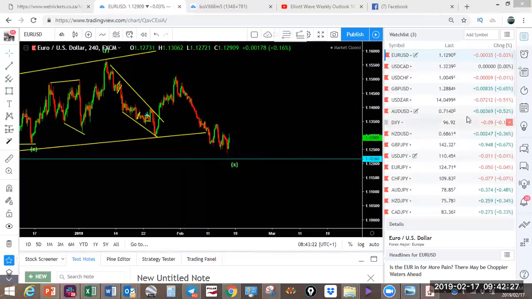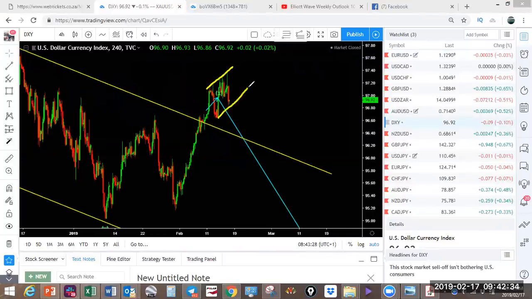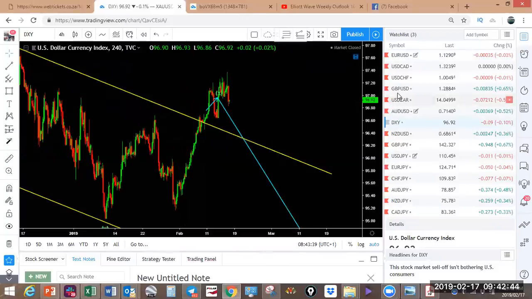Okay, DXY, opposite of Euro US dollar, same. Some traders will call this one a wedge. We call it the V pattern. So let's see here. Pulsing move down, corrective structure, you look to sell DXY. Okay. Let's go through the rest now.